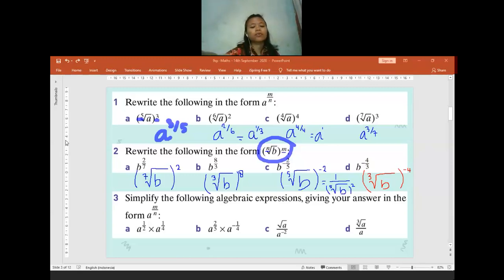What do we have to do to the power? That's right, we have to plus them. So let us plus first. 1 per 2 plus 1 per 4, how much will it be? 3 per 4. Yeah, 3 per 4.